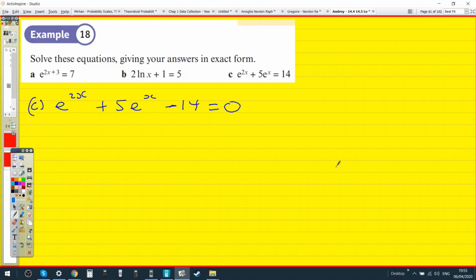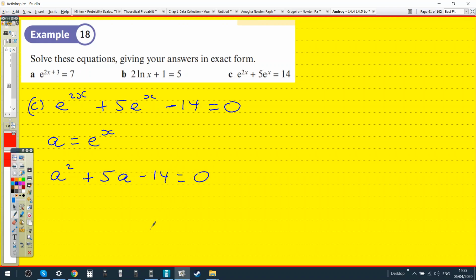Right, this is what we can do. Our little a is equal to that thing. Yes, well done. So if I just say that a is equal to e of x, then e squared, and so the final thing would be a squared plus 5a minus 14 equals 0.